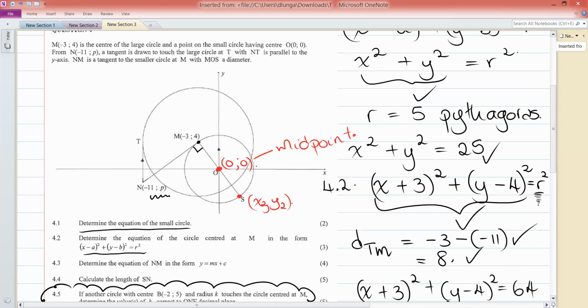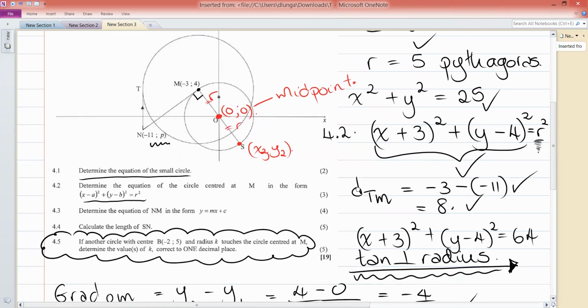Ma'am, how do we know that O is a midpoint? Remember, this is a circle, right? And the circle is centered at O. So the distance from O to M, that's a radius. So this side is also a radius. Those two distances are the same. So it's a midpoint. Okay, good question.